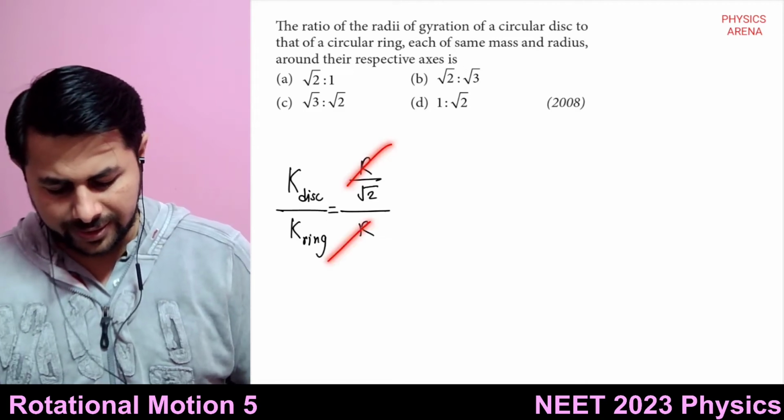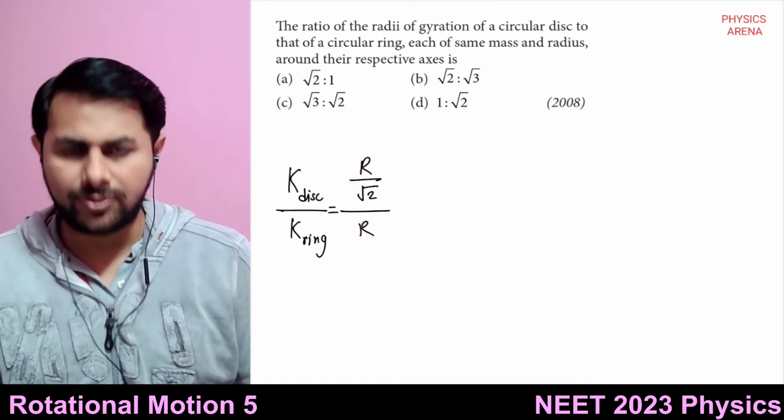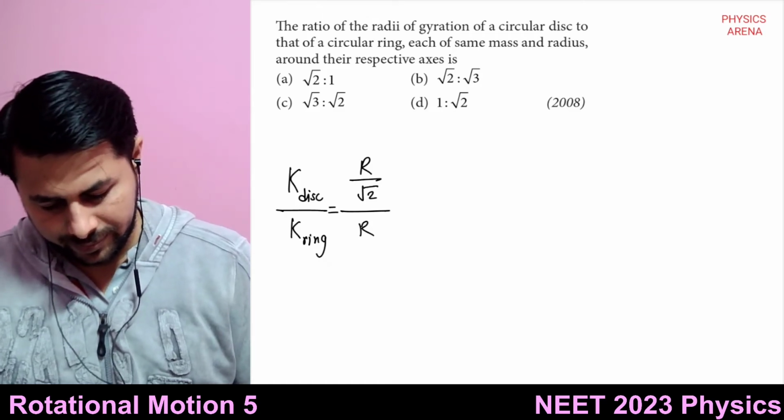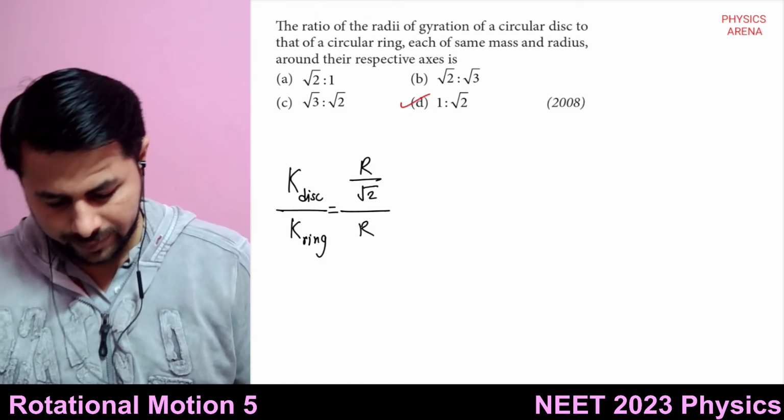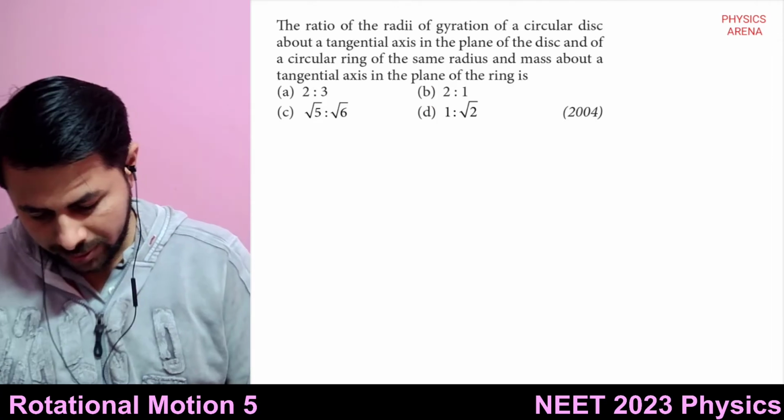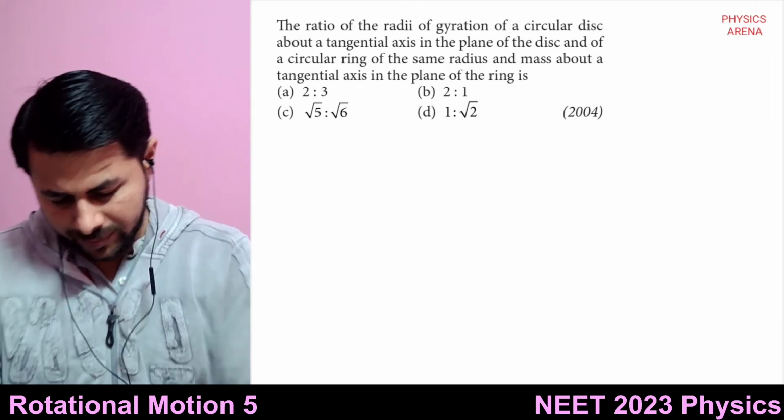Okay, so r gets cancelled. 1 upon root 2, or 1 is to root 2, is the answer. Okay, so very simple. So let me read it again.